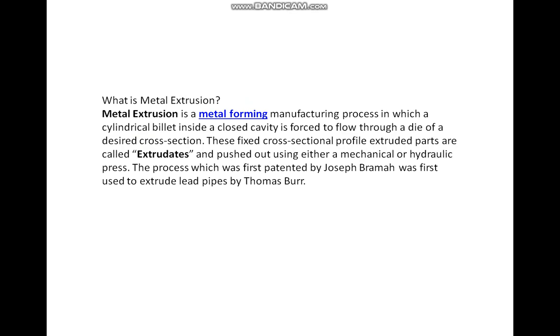Let us go through the short notes given here. What is metal extrusion? You know that through the die opening you are forcing the hot material by means of ram pressure, and it will acquire the shape of the die opening. Whatever parts are extruded are called the extrudates, and the process was patented by Joseph Bramah.